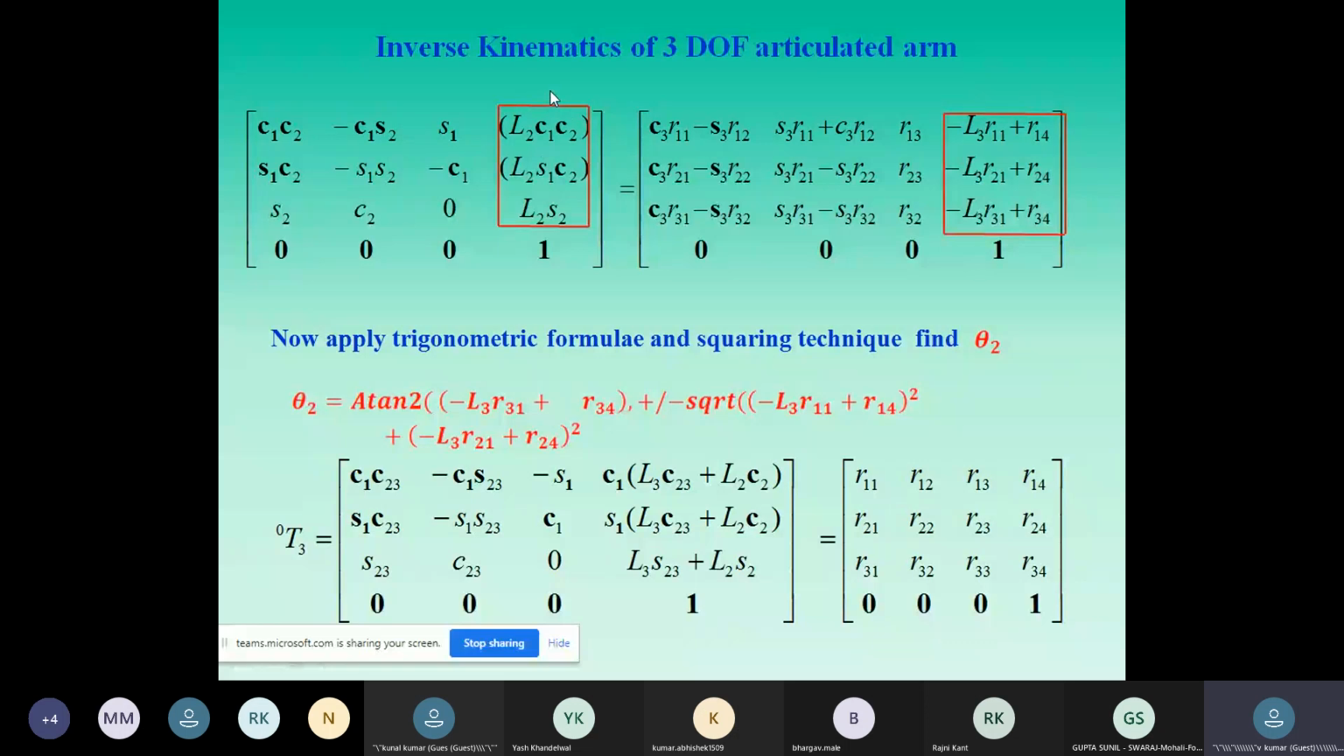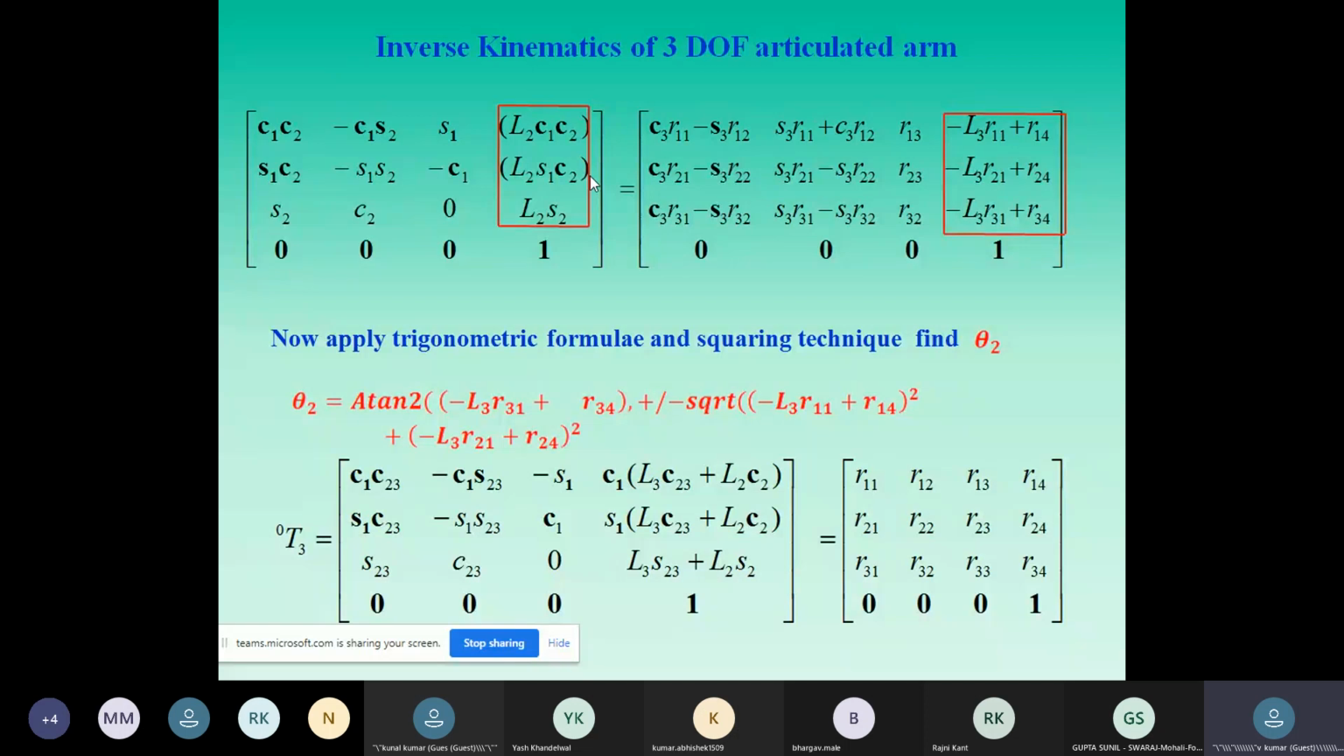Now when you look very carefully at the left side and right side of this equation, the position vector is L2 C1 C2, L2 S1 C2 and L2 S2, and the right side is L3 R11 plus R12, minus L3 R21 plus R22. Similarly, if we square these and add them, then we find a function of only theta 2.